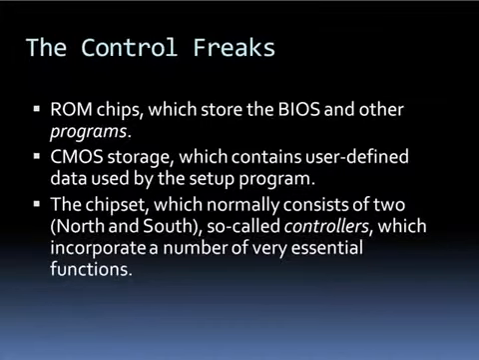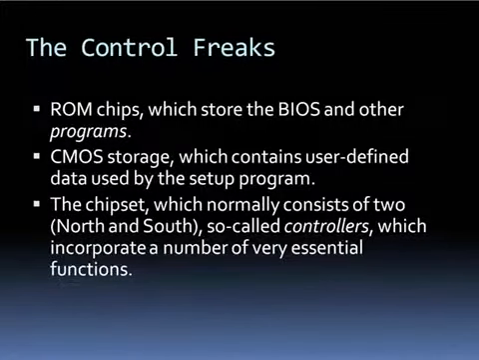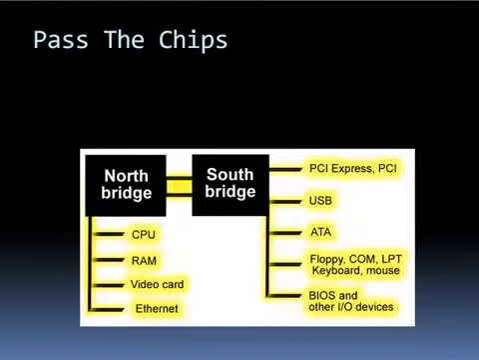The chipset normally consists of both a north and a south bridge. These are called the controllers, which incorporate very essential functions, and we'll look at these a little bit. Okay, the north bridge, as you're going to see, deals with the CPU, the RAM, the video card, and the network card, or Ethernet. So these are high volume, high speed.